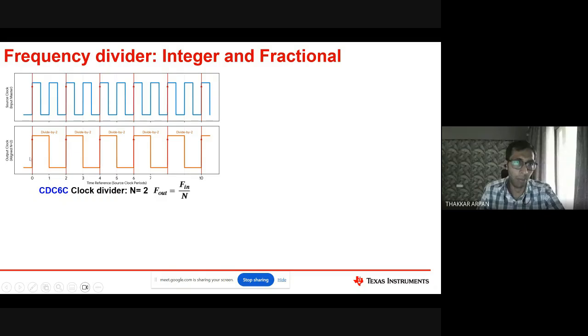So yeah, this is a clock source. Now let's say we want to divide by 2. So what it does is it takes one edge, then the negative edge it ignores. Again on the positive edge, it will fall down like this. So this is a divide by 2 circuit. Okay, so this is a divide by 2 clock generator. So the CDC 6C basically works on this principle. It will be like divide by 2, divide by 3, divide by 4. Those things it can do, right? Where n is nothing but an integer.